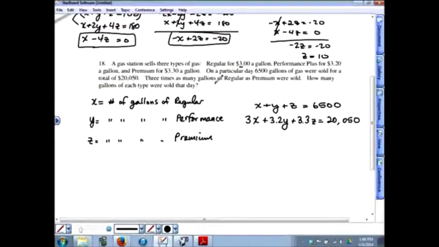We have another one of these tricky phrases at the end here. 3 times as many gallons of regular as premium were sold. You don't want to read this literally and make a literal equation of it. The number of gallons of regular is already 3 times greater than the number of gallons of premium.